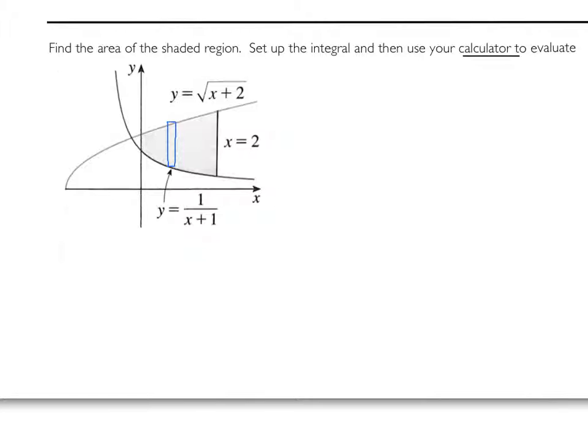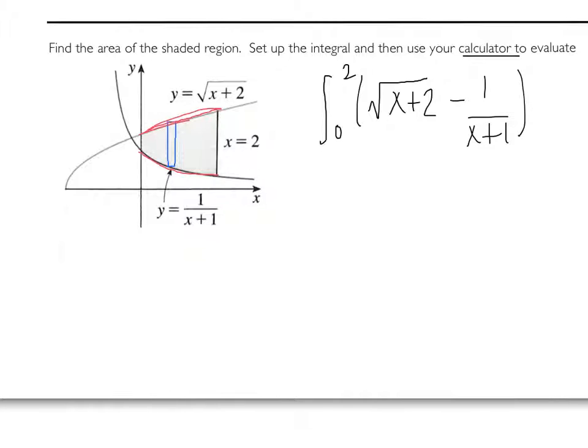The reason I do that is because I want to make sure that the rectangle is continuously bounded by the same curve across the top and the same curve across the bottom. So I can see, and it's given to me, that my limits are 0 to 2. The height of my rectangle is root x squared plus 2 minus 1 over x plus 1, and the width again is dx. And we're going to use our calculator to evaluate this.